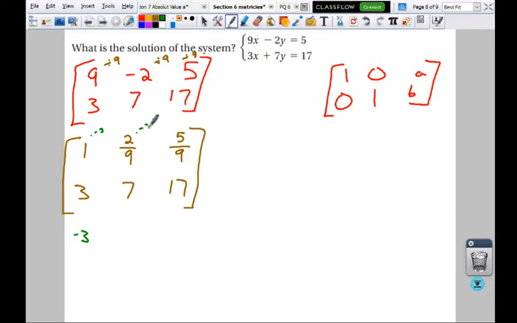We're going to make this into a 0 right here, but we're just going to do it temporarily. We're going to multiply and then add. So this row is actually not going to change, because I'm just using it to change this number. So I'm going to multiply by -3, and then 2 over 9.